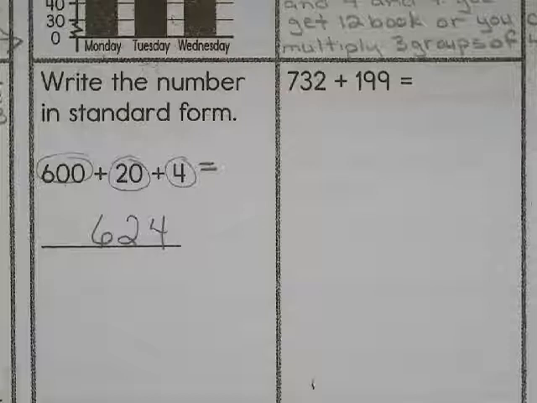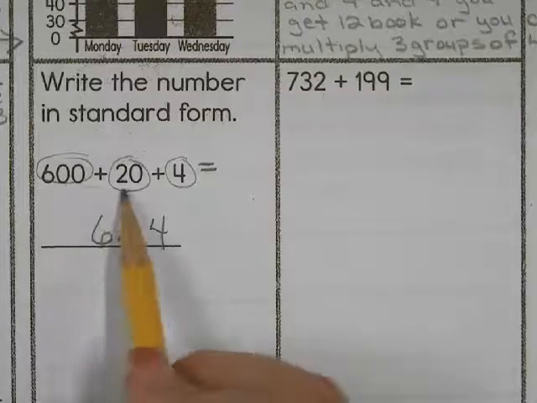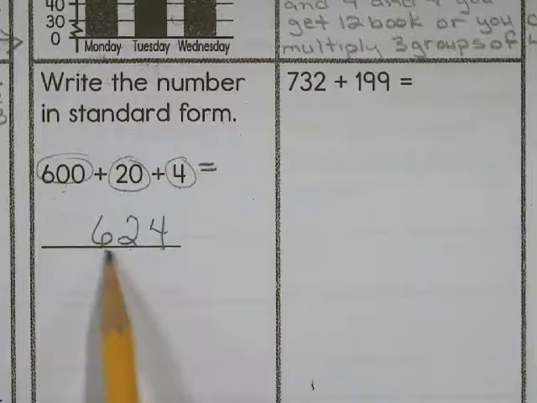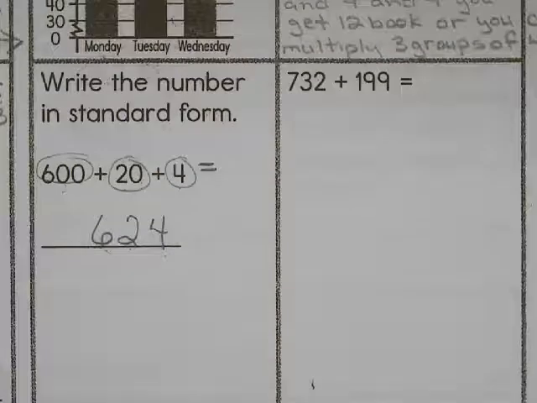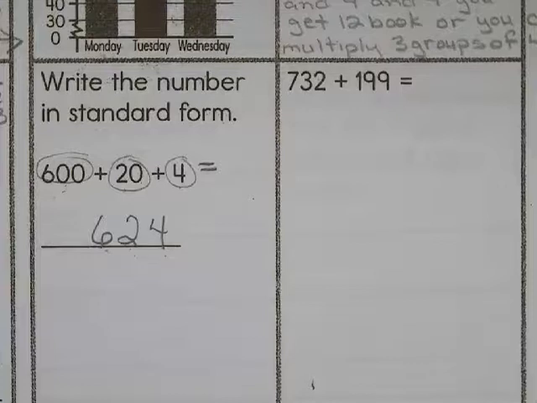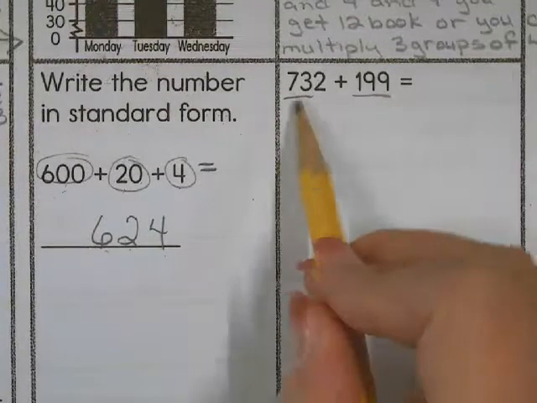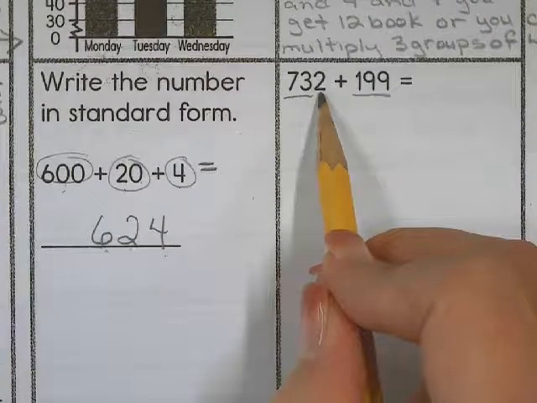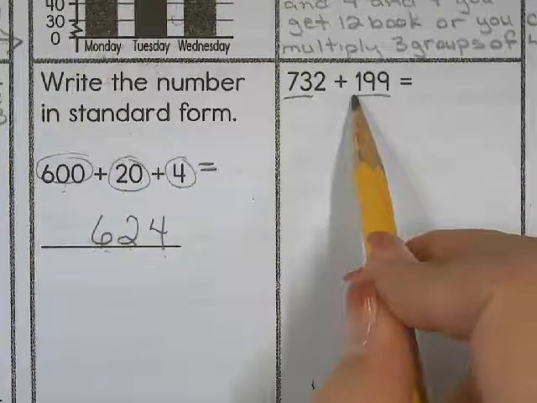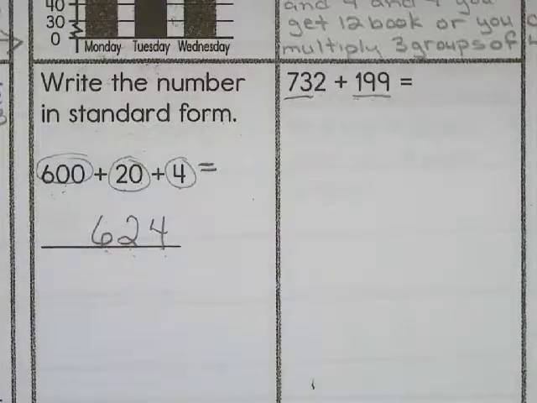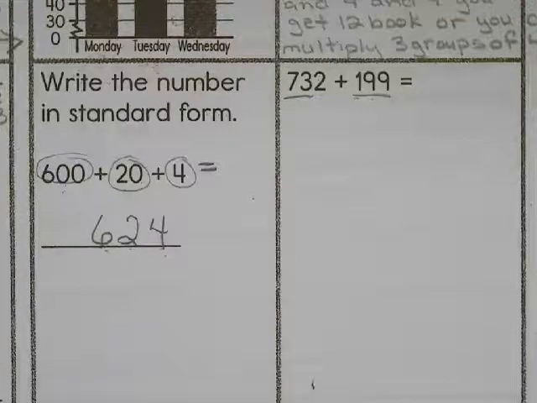Now remember, you need to make sure and pay attention to the value of each one of these numbers to put the correct digit into the correct place. Now, if you look at our next problem, we have an addition equation. We have 732, that's our first addend, and we're adding to that 199. Now, let's think about 199. 199 is really close to what? If you said 200, correct.